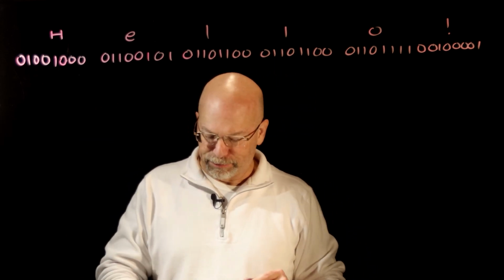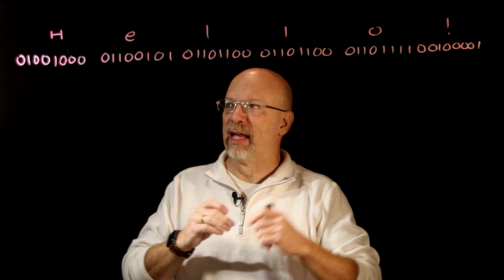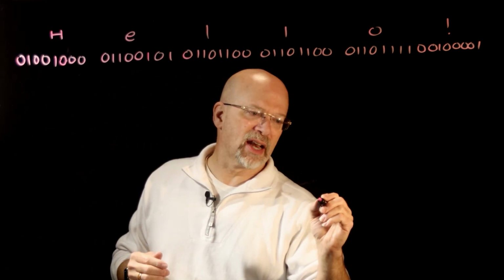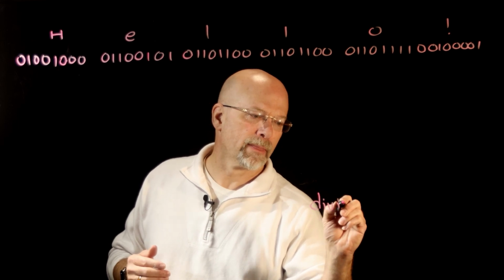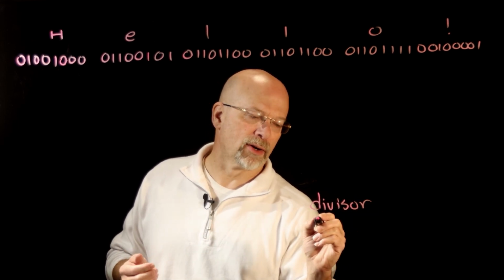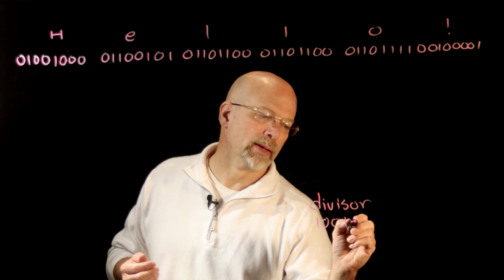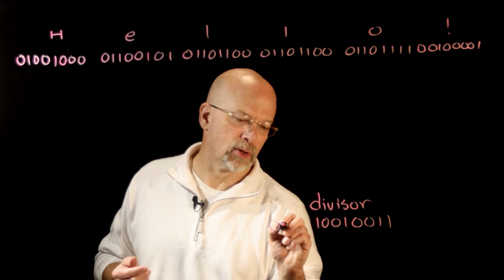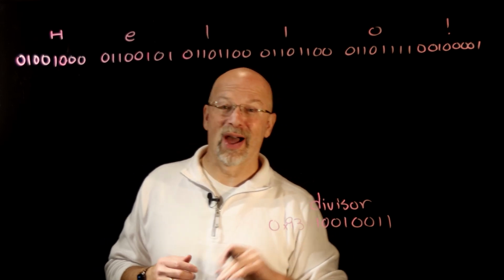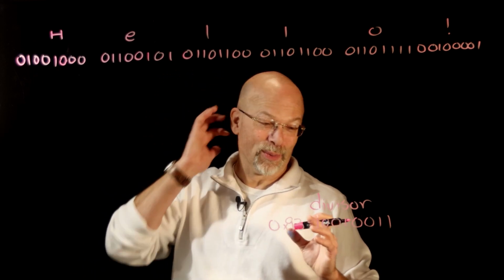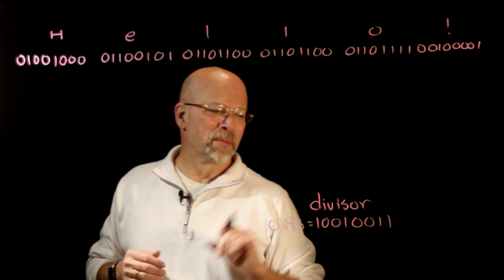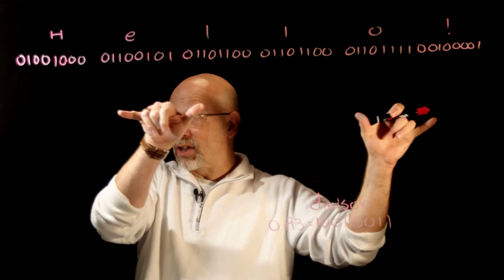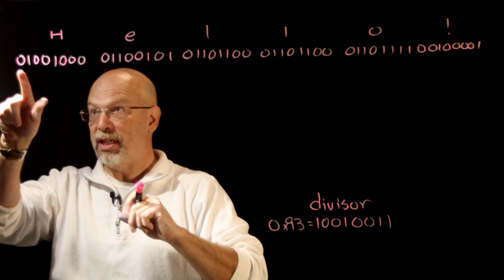And so what's going to happen, let's just do it this way. As the number is coming in, let's just say that I've got this divisor, and I'm going to use, I don't know, how about 1001 0011. This is in hexadecimal a 9-3. It just so happens to be equal to 147, which was what we were using before as our divisor. So 9-3 hex. Now, this number is coming in, and what we're doing is we're receiving bits.